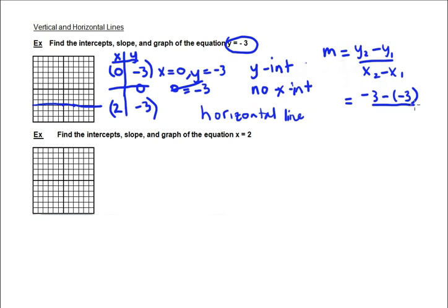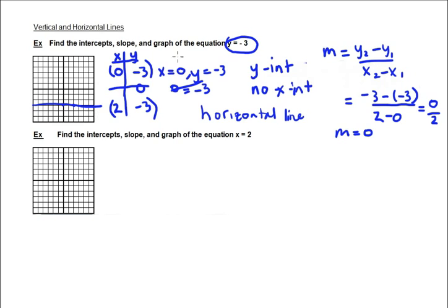And then we divide by the difference of the x values. One of the x values is 2, and the other is 0. So we end up with 0 in the numerator, divided by a positive 2, and so that slope is going to be equal to 0. One thing we can notice: when the slope is equal to 0, we get the horizontal line.